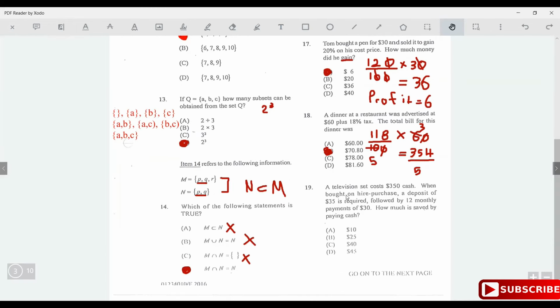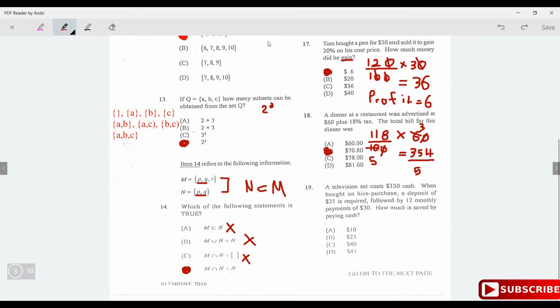All right. Question 19. A television set costs $350 in cash. When bought on hire purchase, a deposit of $35 is required, followed by 12 monthly payments of $30. How much money is saved by paying cash? And I love these questions because it's pretty much telling people, stop buying things on hire purchase. It is crazy. You are being robbed.